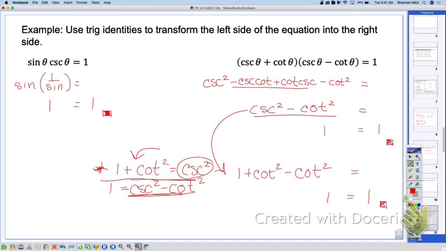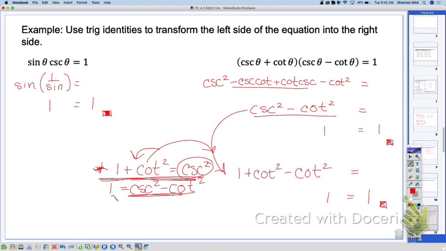I'm confused on how you went from cosecant squared minus cotangent squared to 1. Because I took my Pythagorean identity right here, and I solved it. I moved cotangent squared over here. So cosecant squared minus cotangent squared, which is right there, equals 1. By the Pythagorean identity, it equals 1, does it not?